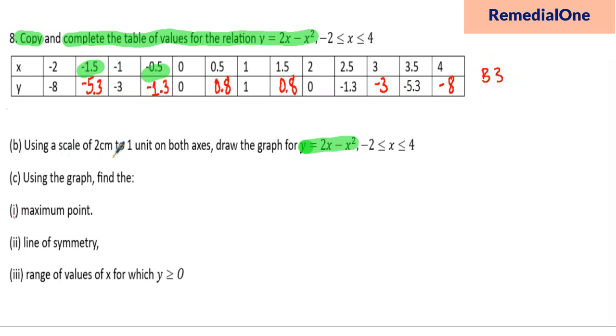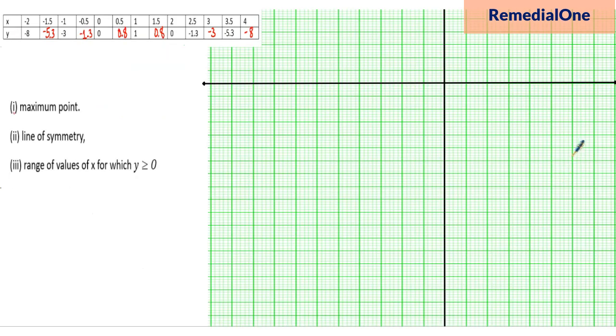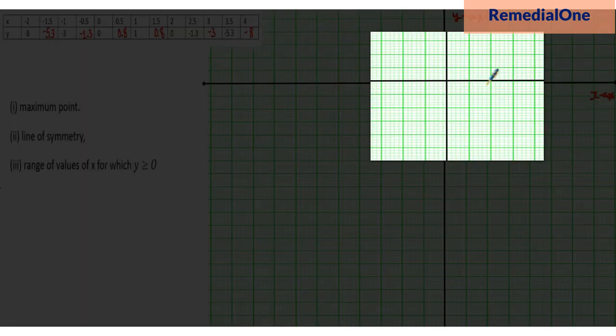Now it says using the scale of 2 centimeters to 1 unit on both axes, we're supposed to graph y equals 2x minus x squared. It gave us the x axis, but the y axis we have to figure out. Looking at the table, we have to be able to figure it out. It's running from 1 to negative 8. Right now we are in the graph. Make sure you draw your x axis and the y axis. So every 2 big boxes is going to be the 2 centimeters, and it has to be just a unit.